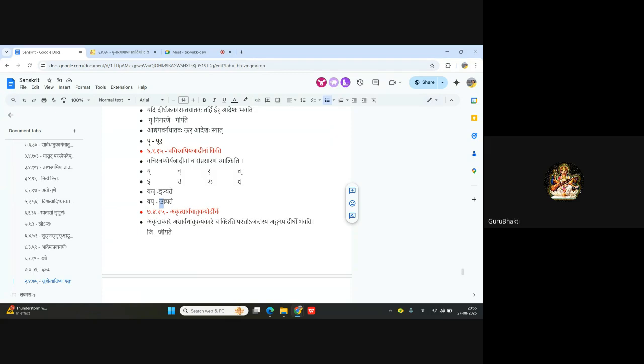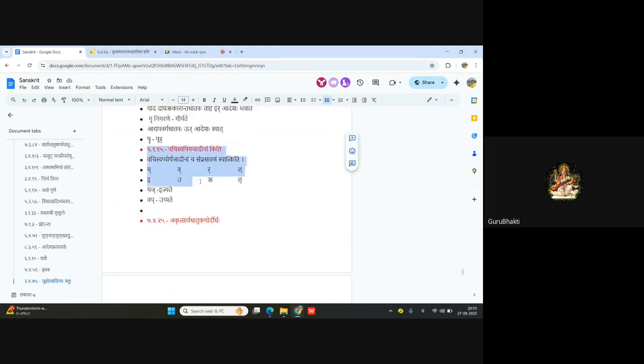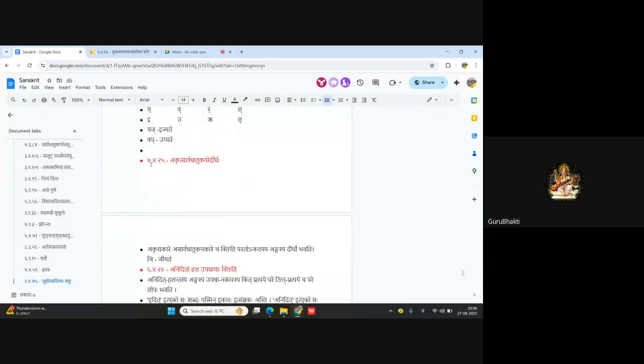If anybody wants this shloka, it is there in the Laghu Siddhant Kaumudi, book page 104, in the Tippani. Or if you want, I can write it tomorrow. Is this clear? Next sutra.